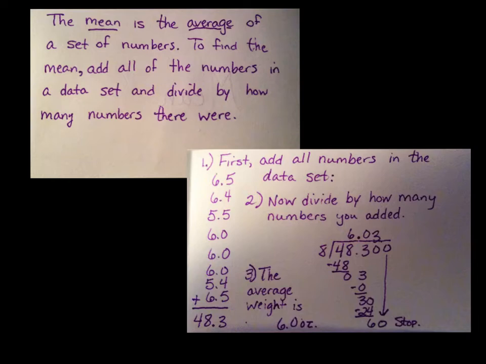8 goes into 48 6 times. 6 times 8 is 48. 48 minus 48 is 0, and we bring down the 3. 8 can go into 3 0 times. 8 times 0 is 0. 3 minus 0 is 3, and we bring down our 0. 8 can go into 30 3 times. 8 times 3 is 24, and 30 minus 24 is 6. We're going to stop since we get to the 100th place and then just round to the 10th place. So that gives us the average weight of being 6 0/10 ounces.